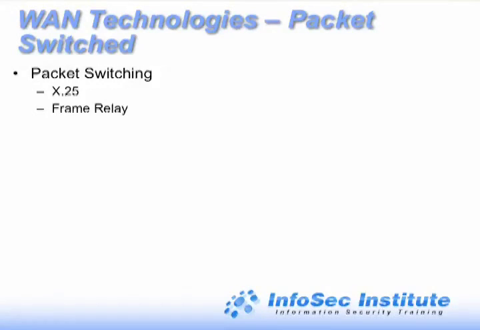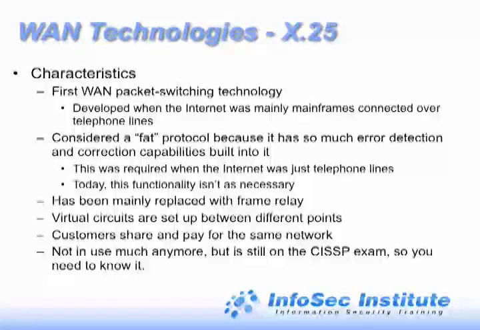Okay, packet switching. You're going to cover X25 and good old frame relay. X25 characteristics: it's the first WAN packet switching technology developed, and it was mainly used for mainframes connected over telephone lines. It's considered a fat protocol because it has much error detection and correction capability built into it. This was basically required when the internet was just telephone lines, because sometimes the infrastructure was so old that it couldn't carry the signal, and there were a lot of bit shifts or bit drops. Today, this functionality isn't necessary because a lot of the lines are a lot cleaner.